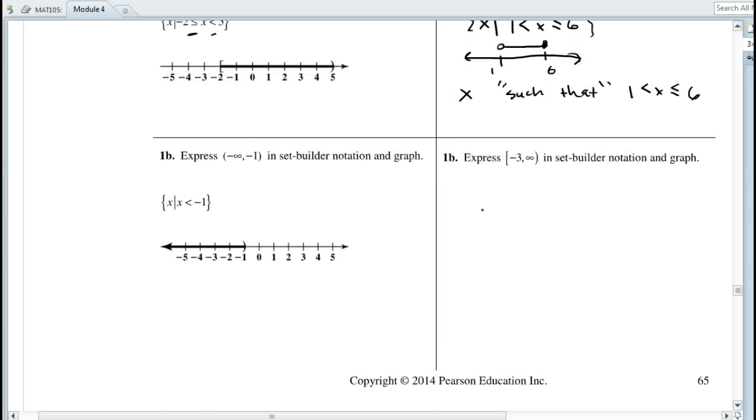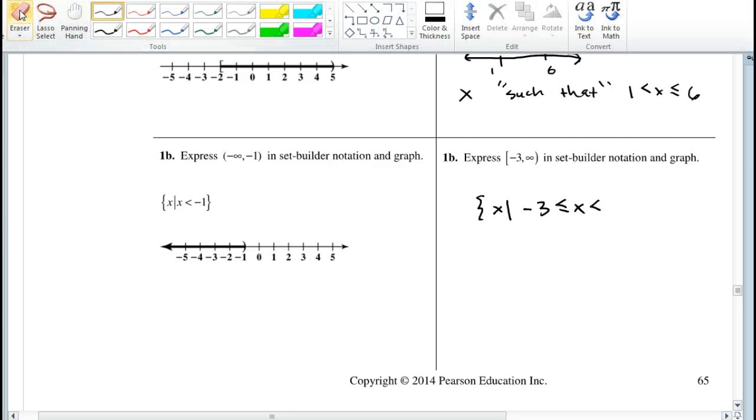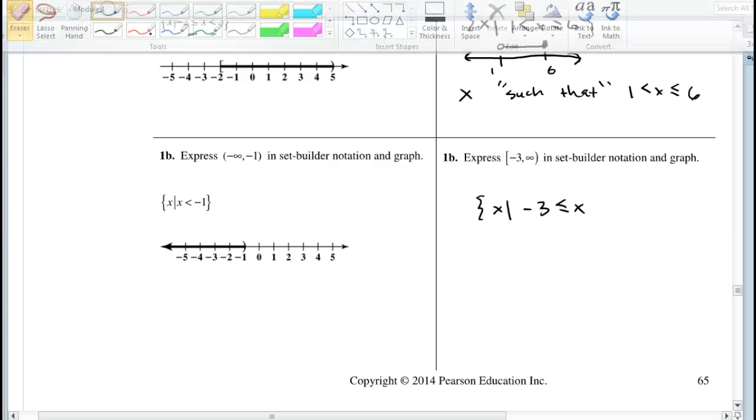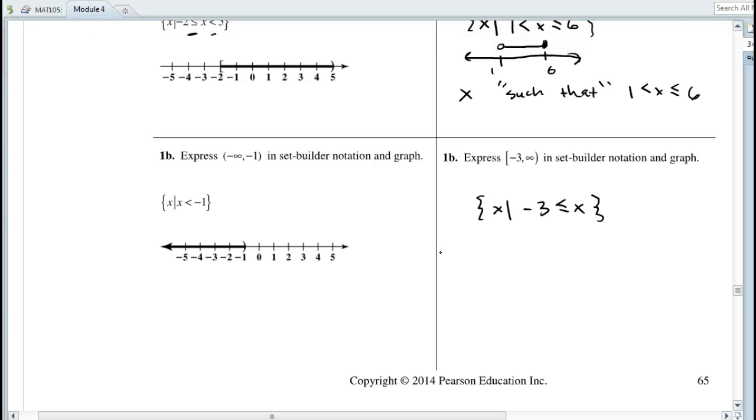Okay, so set builder notation here, nothing too fancy. This is just x such that -3 is less than or equal to x, and that's all we need to do. We don't need to do less than because it's infinity, which means it keeps on going. So let me erase that and just close up the square brackets. So on the graph, these are just the numbers bigger than or equal to -3.